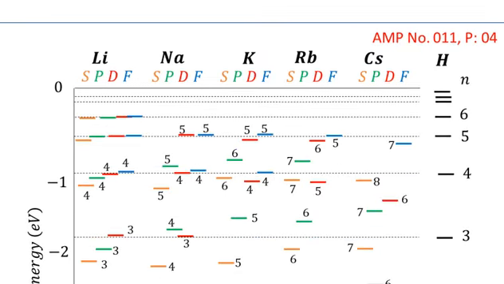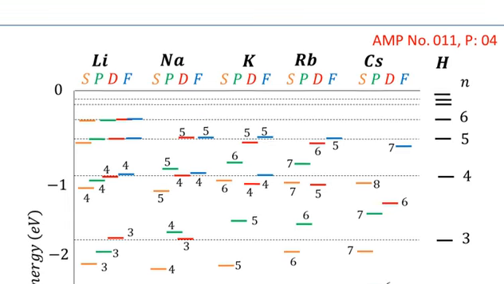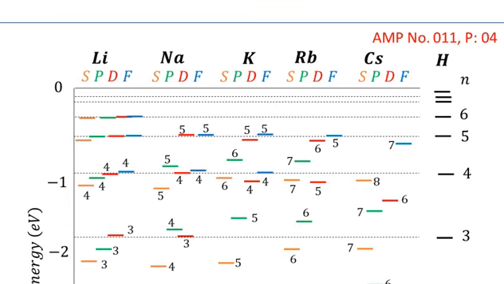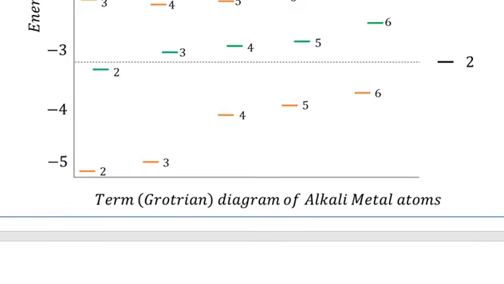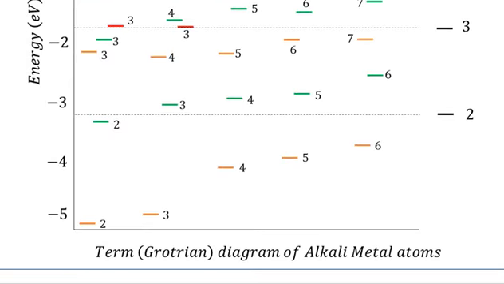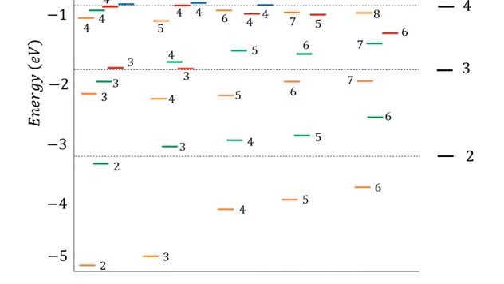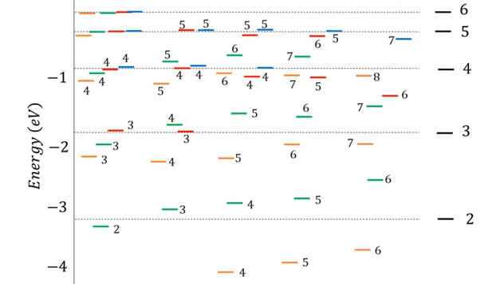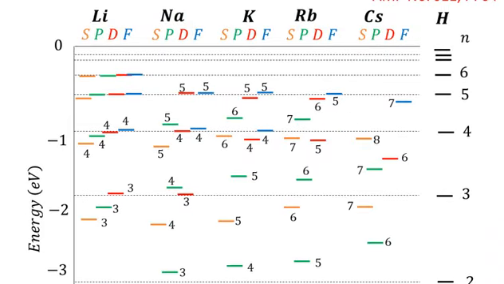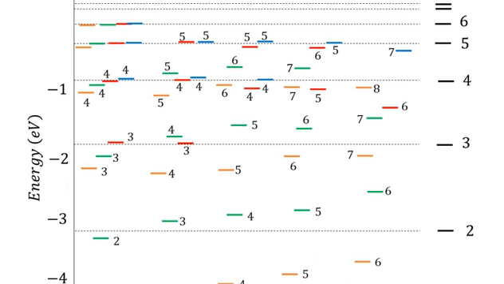So this is the diagram that we are talking about. Let me read the caption of this diagram first. This is the term or Grotrian diagram of the alkali metal atoms. You see that we are plotting the energy on the left hand side in electron volts, and on the rightmost side we are specifying the principal quantum numbers 2, 3, 4, 5, 6 and so on for the hydrogen atom. So the energy levels of the hydrogen atom are given on the rightmost side in terms of its principal quantum number 2, 3, 4.